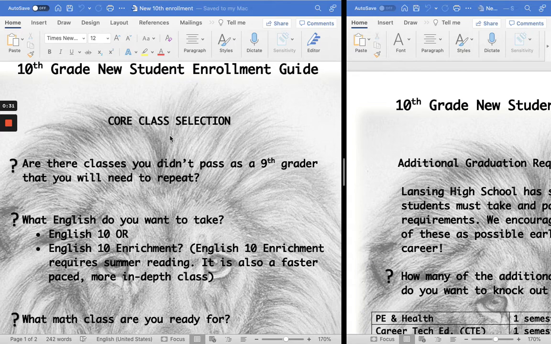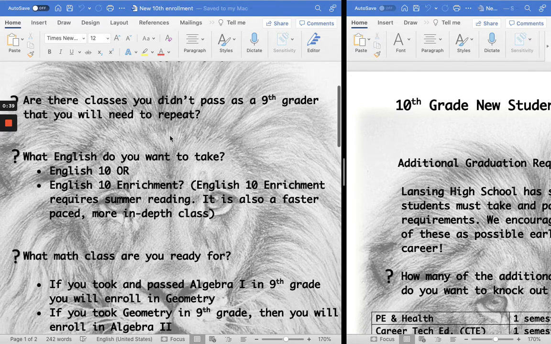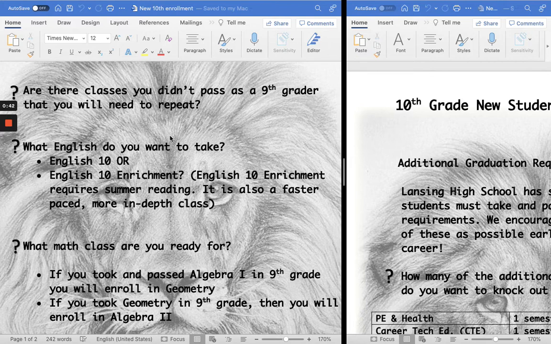First of all, the first question we have to ask ourselves is, are there classes that you didn't pass as a 9th grader that you will need to repeat? Remember, high school is all about earning credits, and we have to earn credits in certain areas. So for instance, if for some reason you didn't pass 9th grade English, then we have to go back and earn that credit, and so we'll have to put ourselves back in 9th grade English.